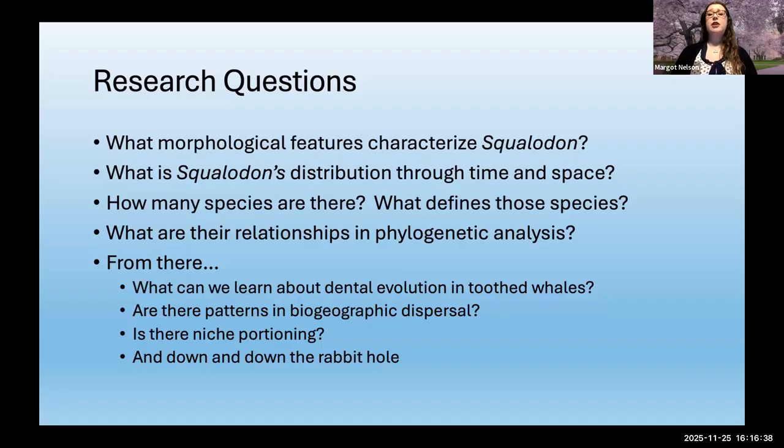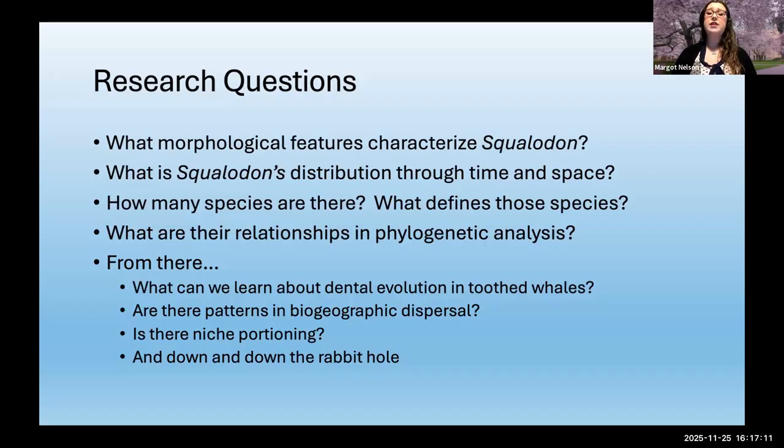How many species are there, and what defines those species? This is a question of speciation events and diversity. The species count was really inflated because there were so many garbage species. So what is the actual diversity of this family, and how can we actually define those different species? What are their relationships in phylogenetic analysis?